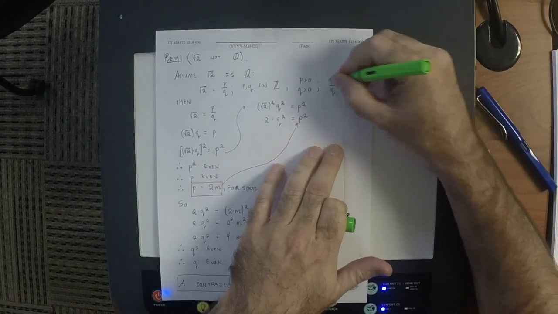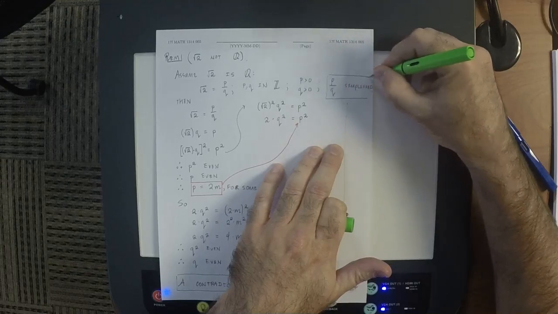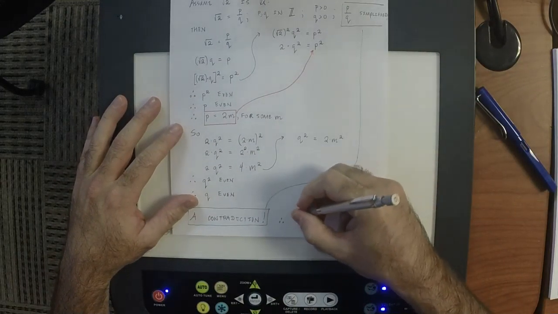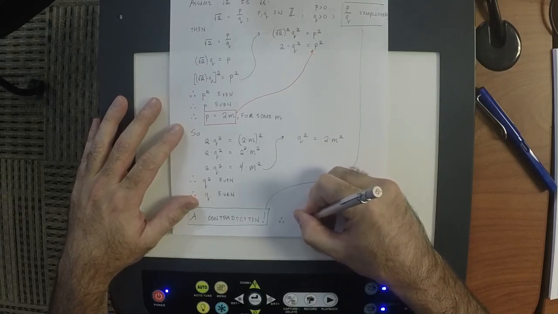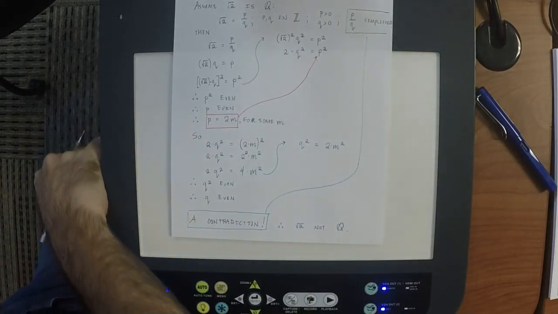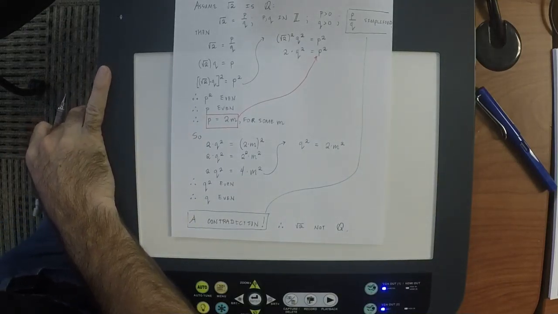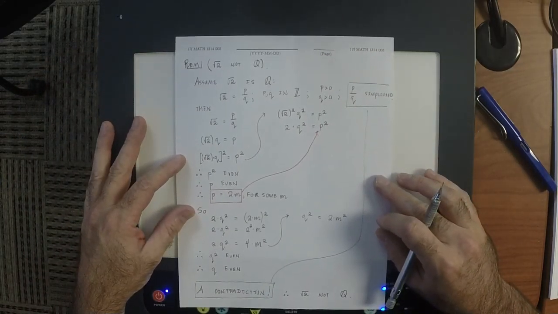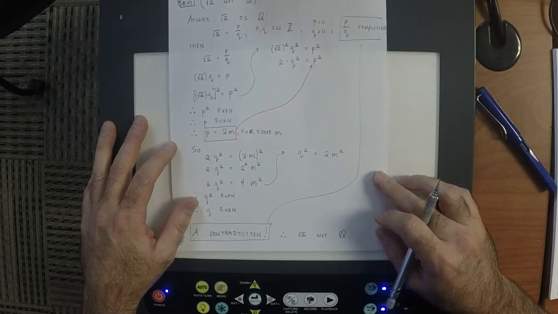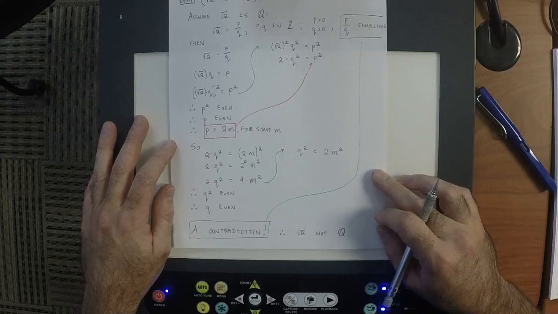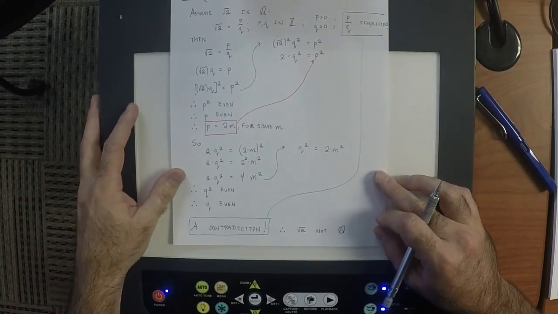Contradiction. And specifically, it is a contradiction of our assumption that it was simplified. Therefore, the only possible resolution to this is that square root of 2 is not rational. That's interesting. Wow. So, square root of 2 is not rational, and here's a math proof.